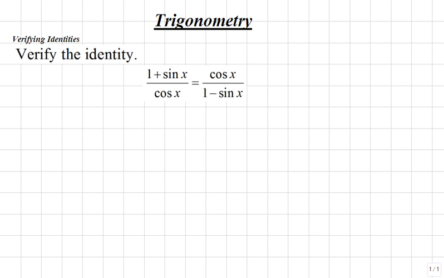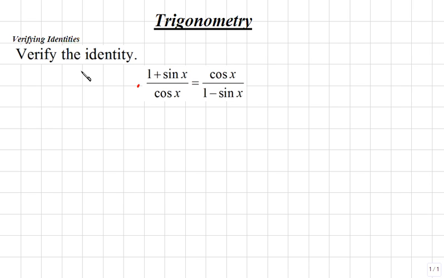Let's verify the identity of (1 plus sine of x) over cosine of x equals cosine of x over (1 minus sine of x). To verify an identity, we'll manipulate one side of this identity until we arrive at the other side. Since we have 1 plus sine of x over cosine of x, we'll choose to multiply our left side by the conjugate of the numerator.